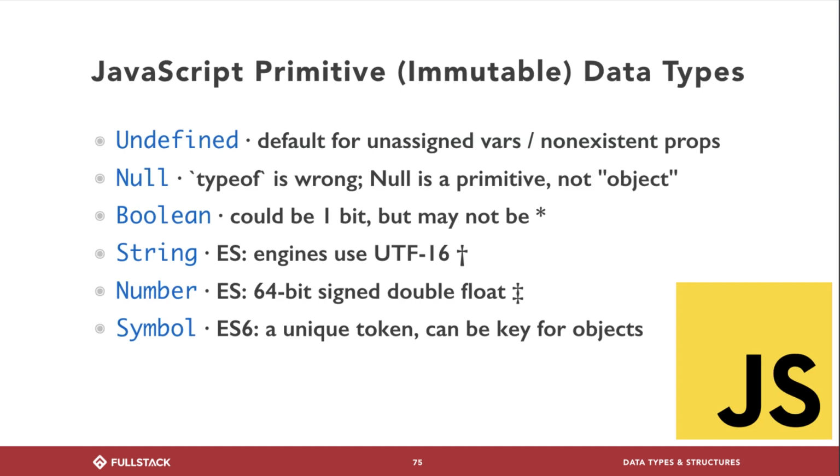JavaScript consists of a bunch of primitive types. These are types that cannot be edited after the fact. So for instance, undefined, null, boolean, string, number, and symbol. Some of you may be saying, wait a second, I can change a number. But in fact, you really cannot change a number in JavaScript.